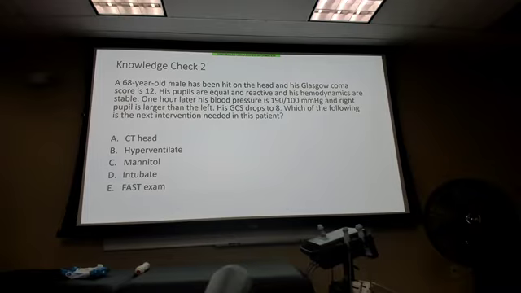Okay. We have a 68-year-old male, hit on the head, GCS is 12, pupils are equal and reactive, hemodynamics are stable. 1 hour later, the blood pressure is 190/100, right pupil is larger than his left, GCS is 8. Which of the following is the next intervention needed in this patient?